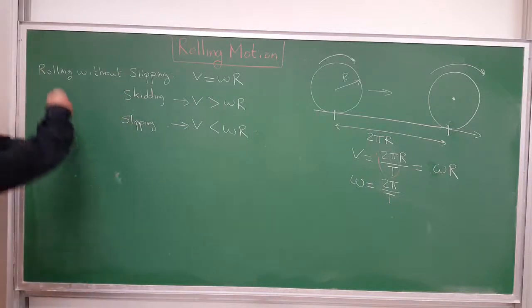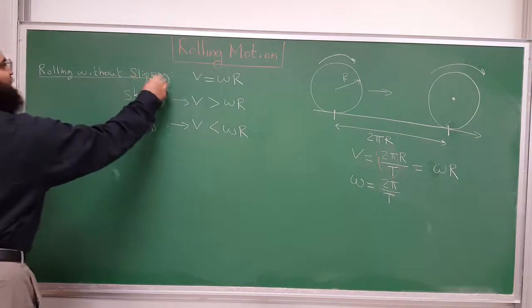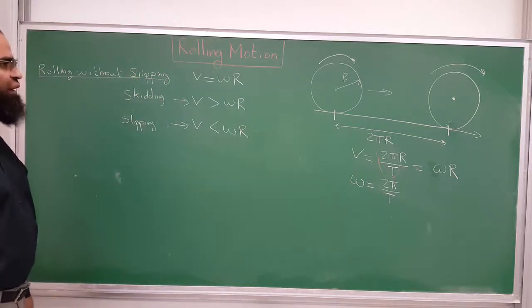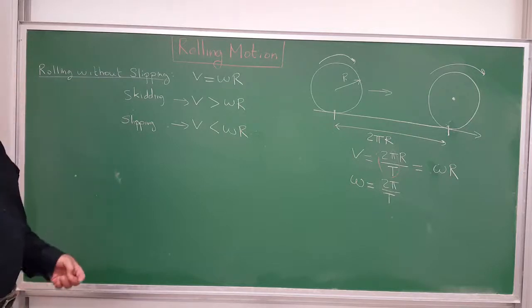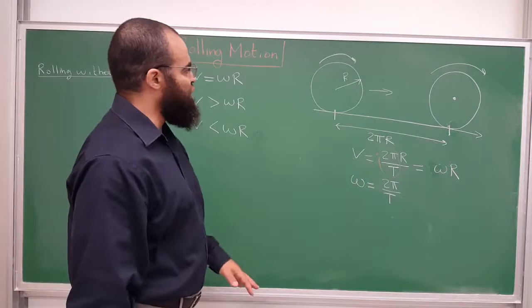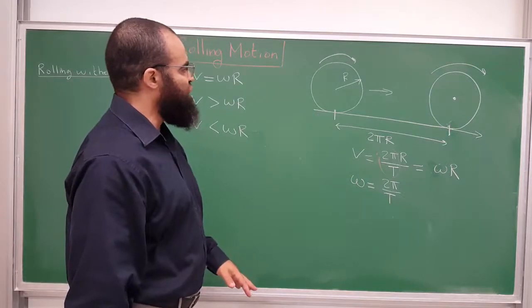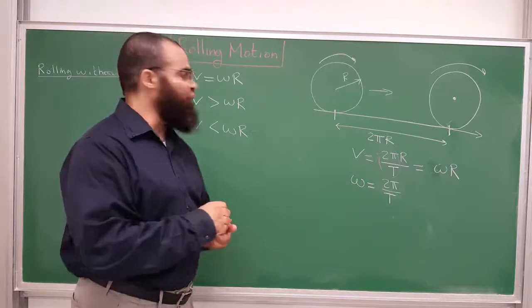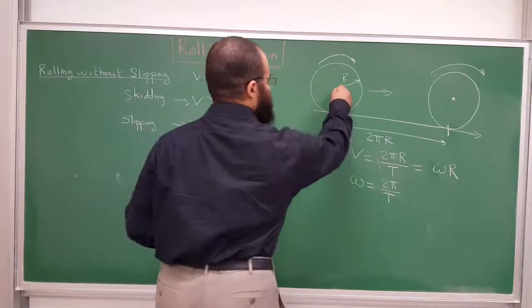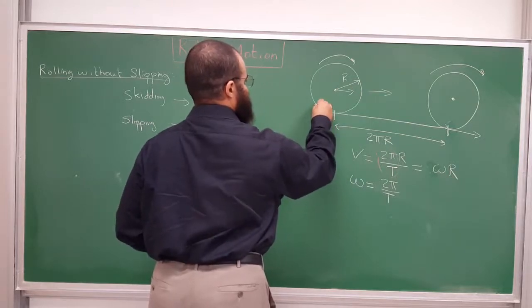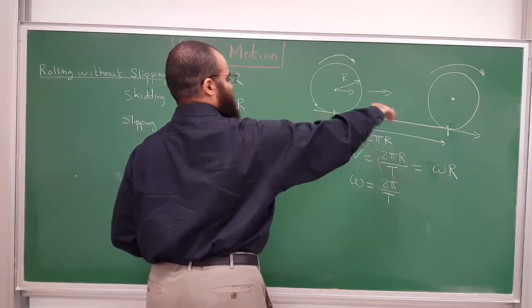And this is what we care about, the rolling without slipping. That's the one we do. We're not going to use this. Okay, great. Now, I know the speed is V, but I want to determine how quickly each point on the circumference is moving.